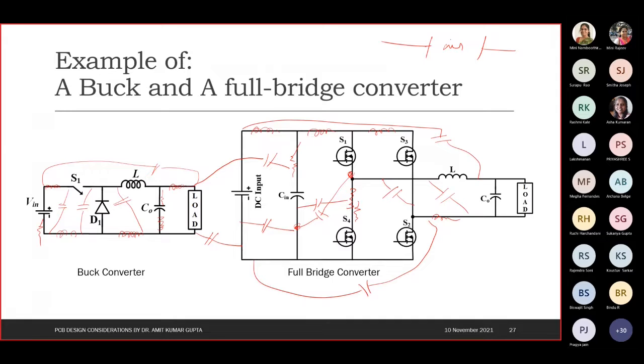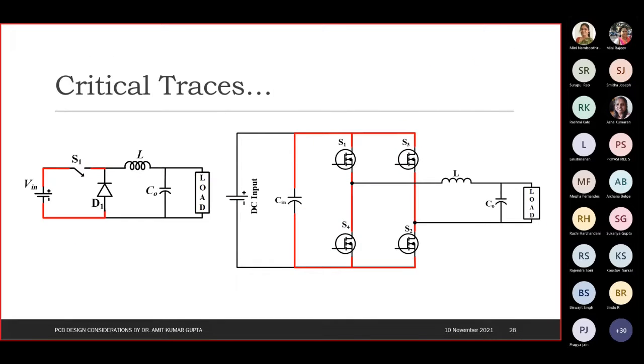So let's see some of the things we can avoid, or how we can reduce the problems produced by these. So these are the critical traces. Critical traces means the critical lines which can create problems in a switching circuit. Okay, what I mean by that, I'll just explain this.